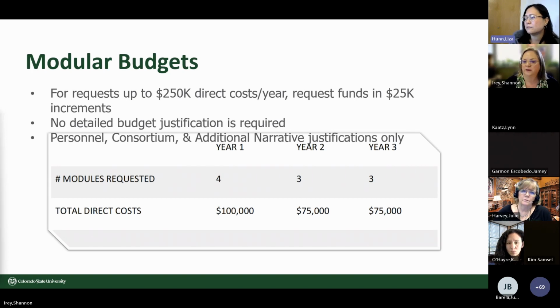Oh, look at that. Thank you, Jen. Yep, Jen has put a nice link to NIH for more information about modular budgets. Ooh, and a decision tree.